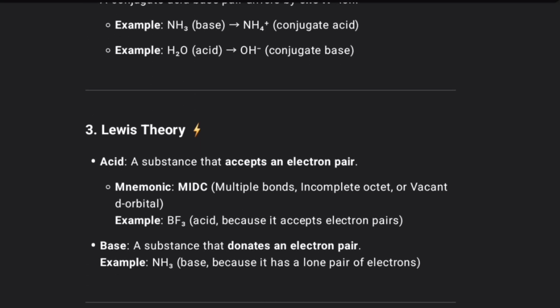3. Lewis theory. Acid, a substance that accepts an electron pair. Mnemonic, MDC: multiple bonds, incomplete octet, vacant d orbital. Example, BF3 is an acid because it accepts electron pairs. Base, a substance that donates an electron pair. Example, NH3 is a base because it has a lone pair of electrons.